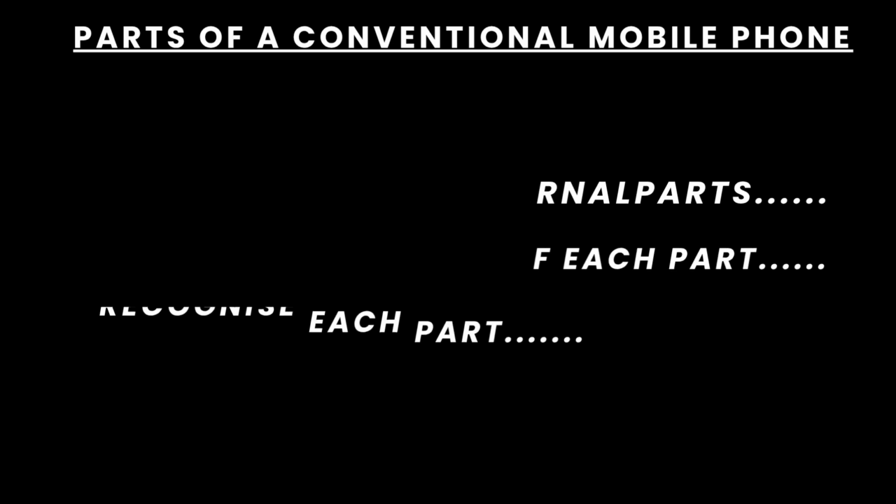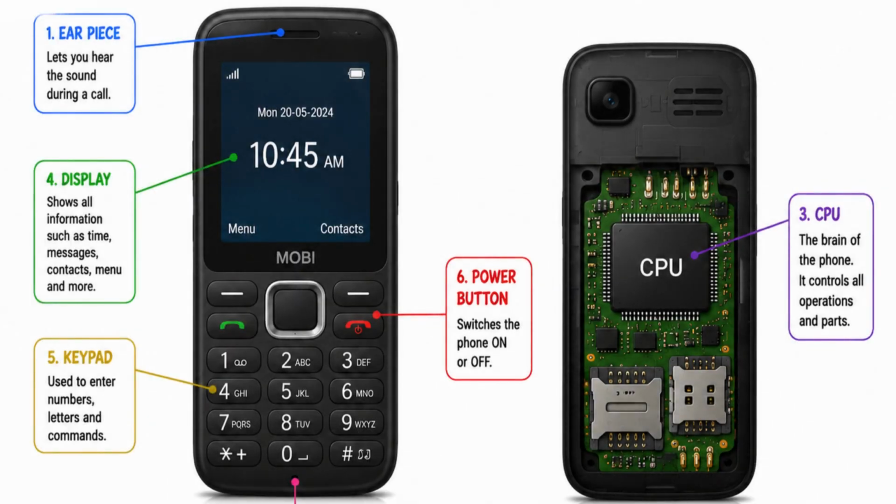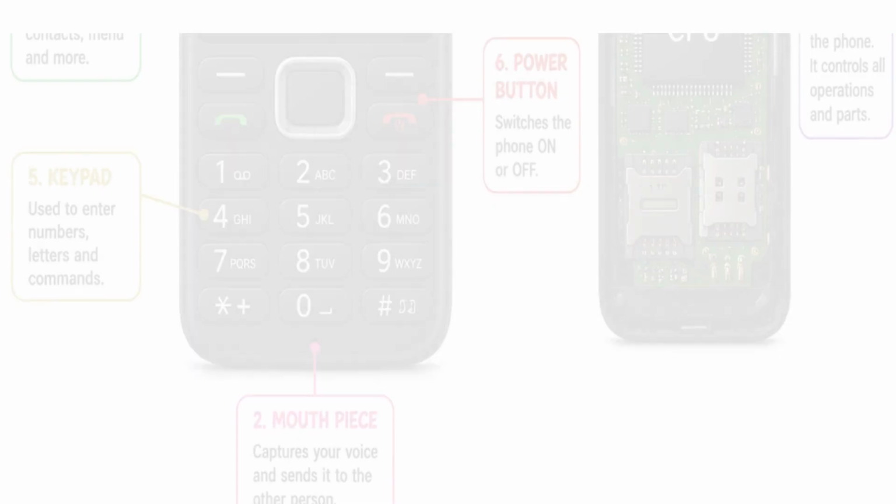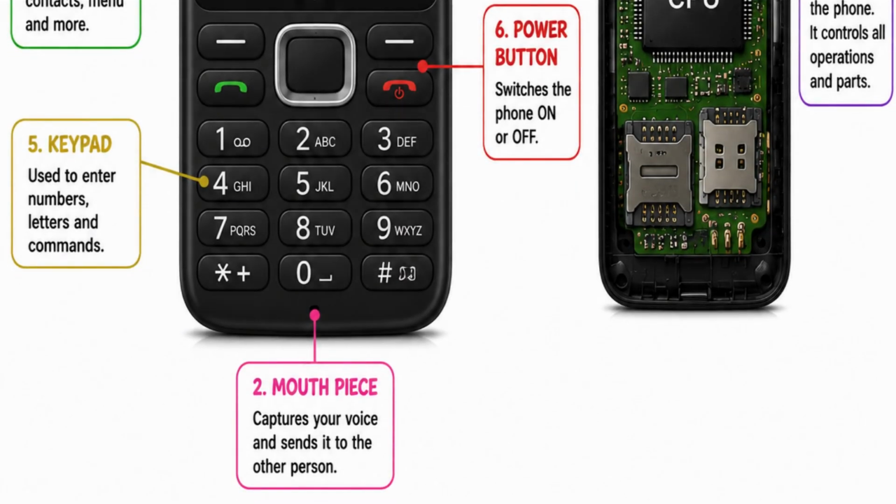Let's begin. A conventional mobile phone, also known as a button phone or feature phone, is a mobile phone that uses physical buttons instead of a touchscreen. Although smartphones are more common today, many conventional phones are still used because they are affordable, durable, and have long battery life. Now, let's identify the major external parts. TARE is a formula to quickly remember the parts of a conventional mobile phone.